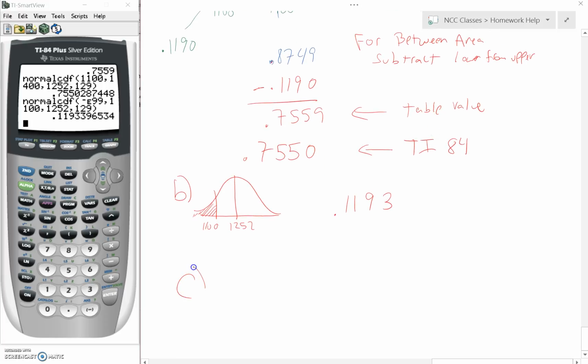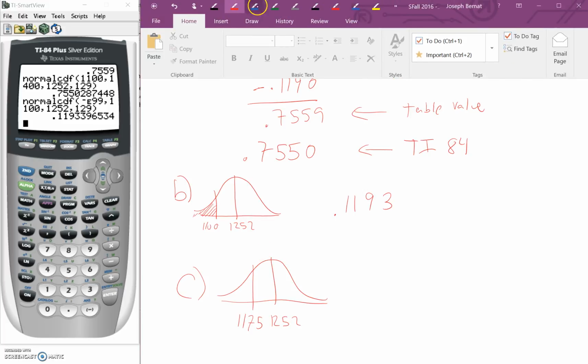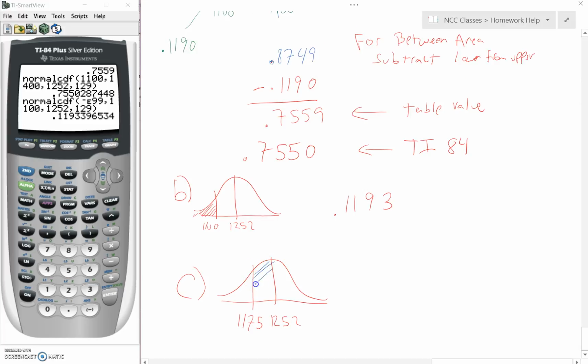For part C, it says what proportion of bags contain more than 1,175. A more than question means that we're going to shade this to the right. So I'm going to change the color because we're going to go more than. Our lower shaded region, the smallest value that we want to contain, is 1,175. And since the normal distribution continues infinitely, we want the largest value we can come up with as our maximum value.